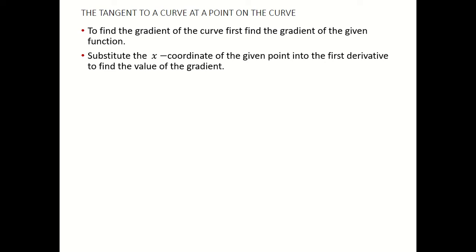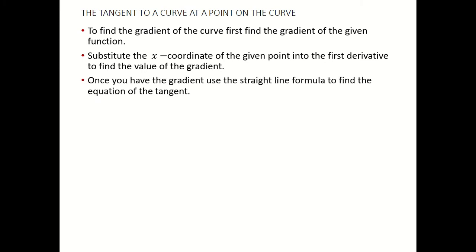Now, once you've found the equation of the tangent to the curve, all you have to do is to substitute the x-coordinate of the given point into the first derivative to find the value of the gradient, right? Remember, when you find the gradient equation, that is just an equation. For you to find the actual gradient, you need to substitute the x value at that specific point so that you can find the value of the gradient at that specific point, okay?